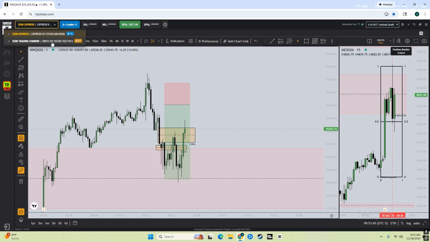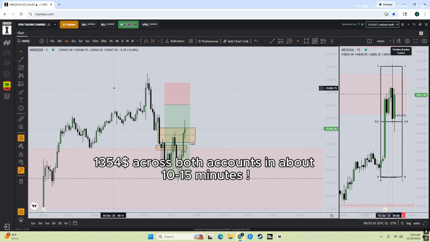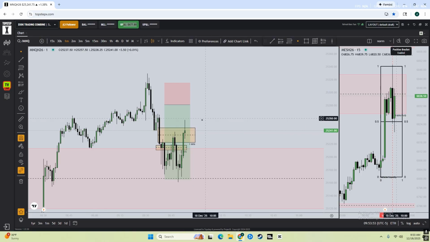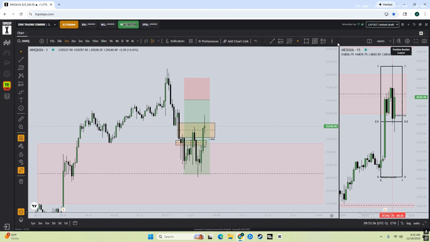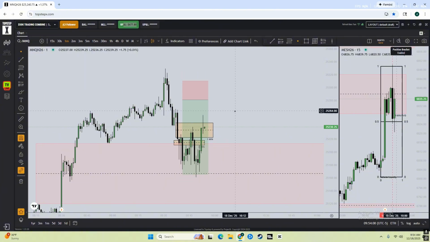$677. We have a follower account, copy trading, both of them. So today's profit was about 1,400. I'm pretty sure $1,354 on the day. It was a very beautiful day. Well executed, 1 to 4.